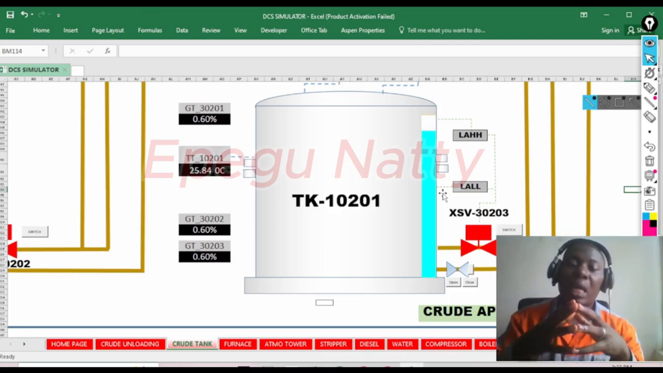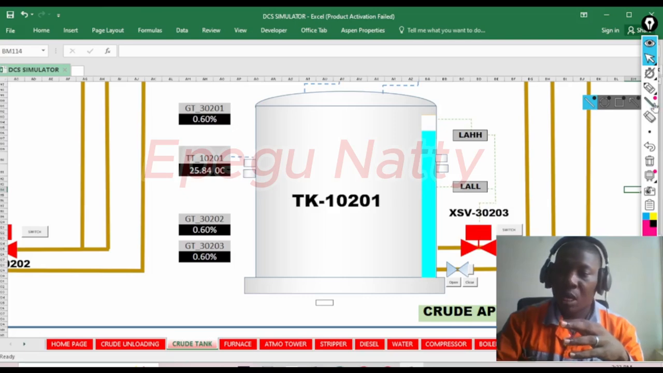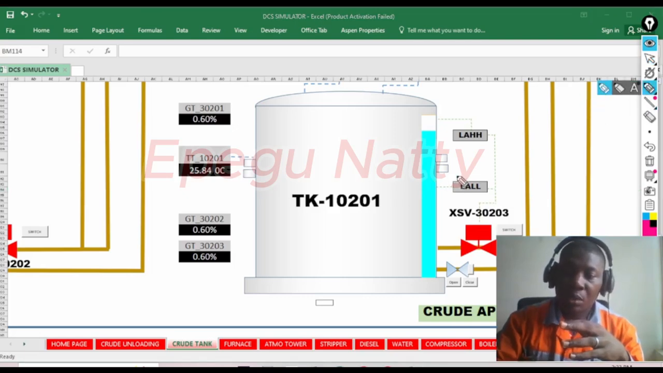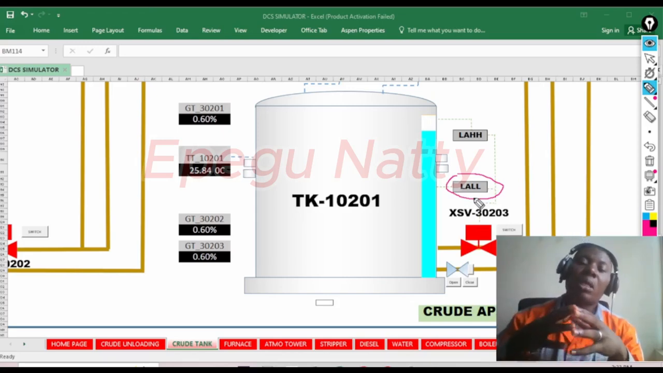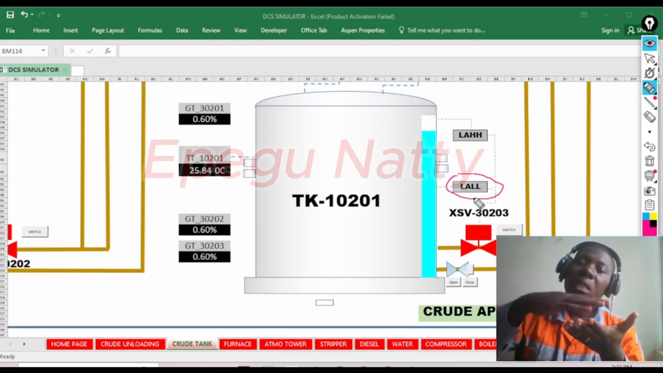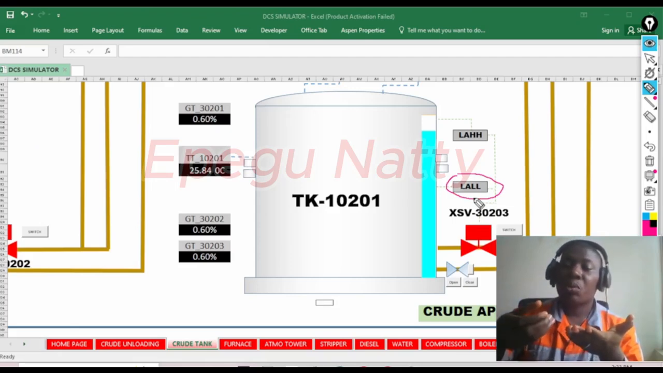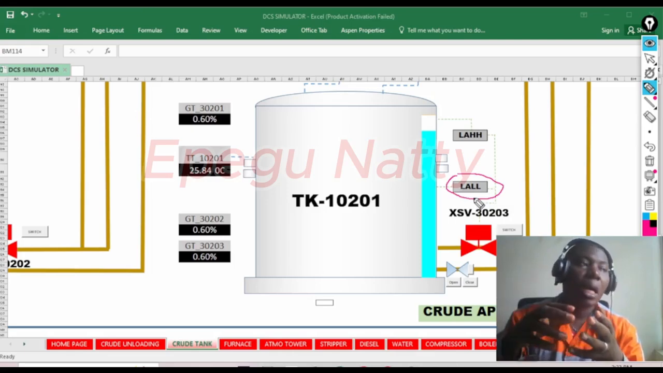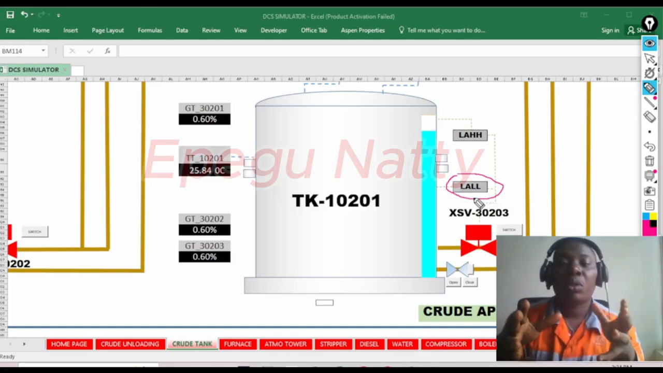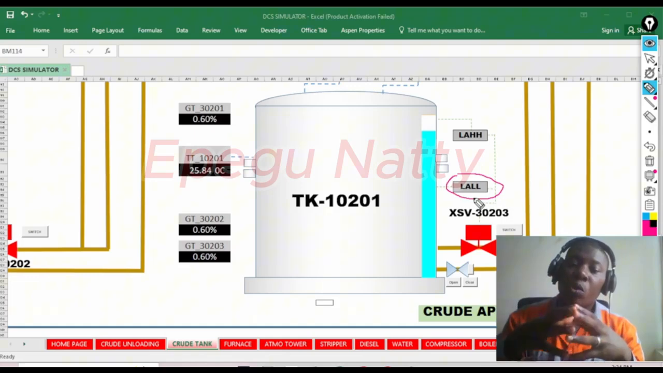Next is the alarm. Here you see we have the LALL, which we can call the level alarm low. This level is after the low level. After that low level, if the pump is still working and still taking out the crude and the level keeps coming down, it will get to a point where the level alarm low is going to start beeping, notifying the control room operators that there is something going on.